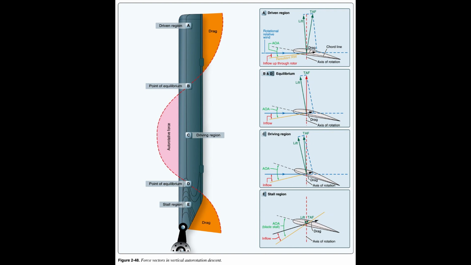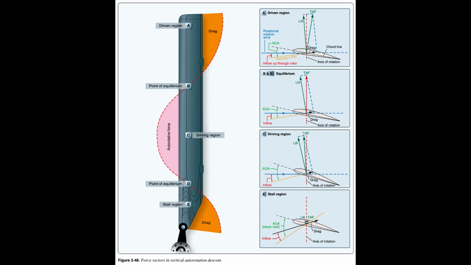The size of this region varies with the blade pitch, rate of descent, and rotor RPM. When changing autorotative RPM, blade pitch, or rate of descent, the size of the driven region in relation to the other regions also changes. There are 2 points of equilibrium on the blade, one between the driven region and the driving region, and one between the driving region and the stall region. At points of equilibrium, TAF is aligned with the axis of rotation. Lift and drag are produced, but the total effect produces neither acceleration nor deceleration.